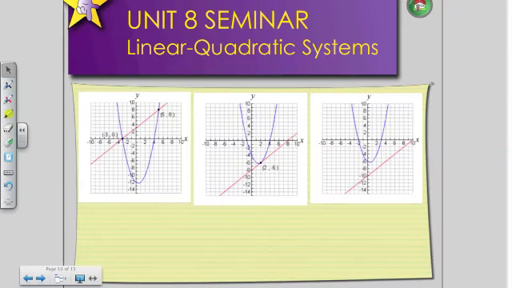One more question before you go. The very last part of the unit guide deals with linear quadratic systems. So when you have a quadratic function and a straight line, you can either have two intersection points. We're just going to do one more example.